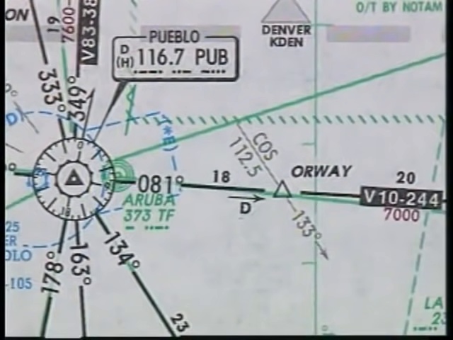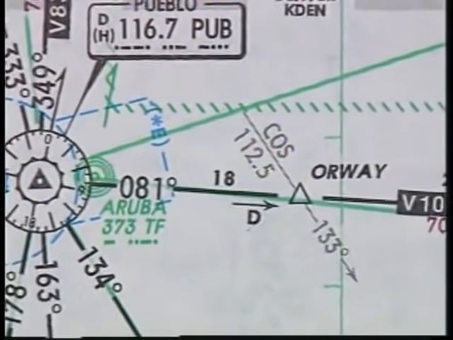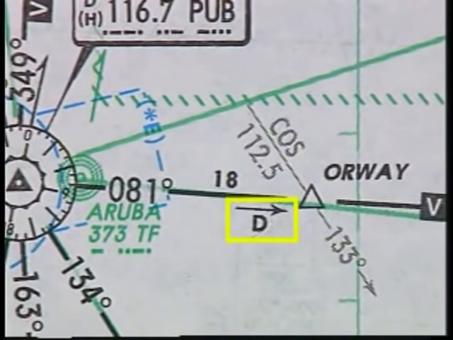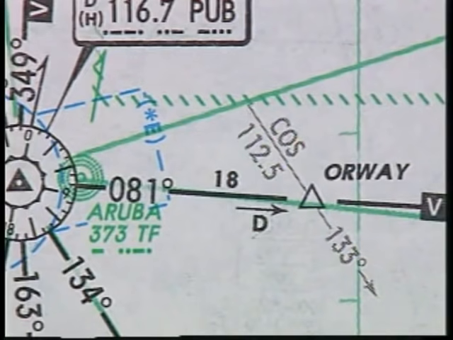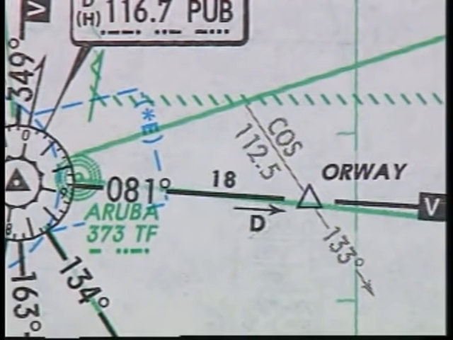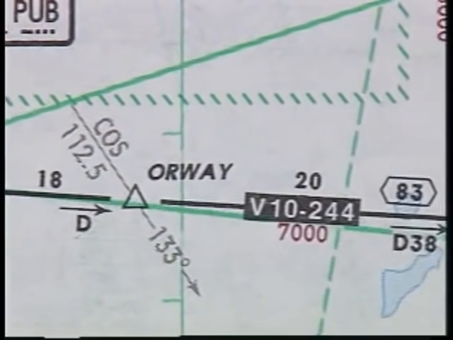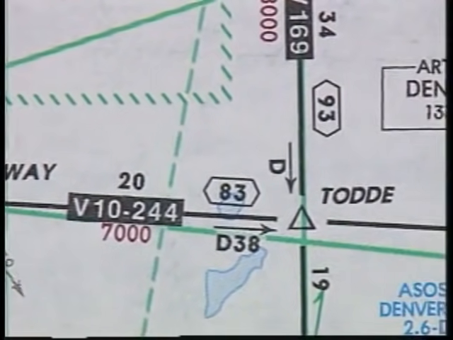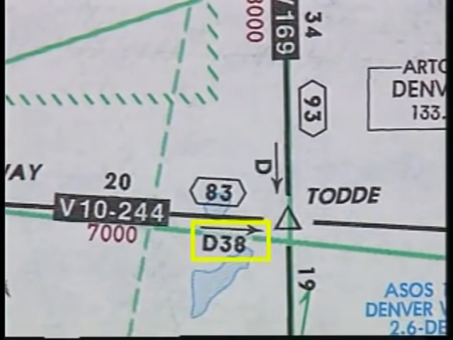Where distance measuring equipment can be used to define a fix, a D with a solid arrow is shown with the mileage being determined by that listed along the airway. In this case, the DME distance from Pueblo VORTAC to Orway intersection is 18 nautical miles. If there is more than one fix along the airway, the mileage immediately follows the D. Here, the distance to Toddy is 38 nautical miles.